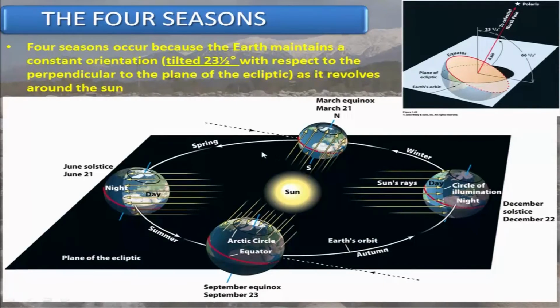So the four seasons, as I was talking about: one of the reasons is that the radiation, or the sunlight, falling on the Earth's surface is not the same, it will vary. So we get different seasons like summer, winter, spring and autumn. The four seasons occur because the Earth maintains a constant orientation, and that is a tilt. The tilt of the axis along which it rotates is around 23.5 degrees with respect to the perpendicular to the plane of the ellipse. So, perpendicular to the elliptical plane, it has an inclination of 23.5 degrees.